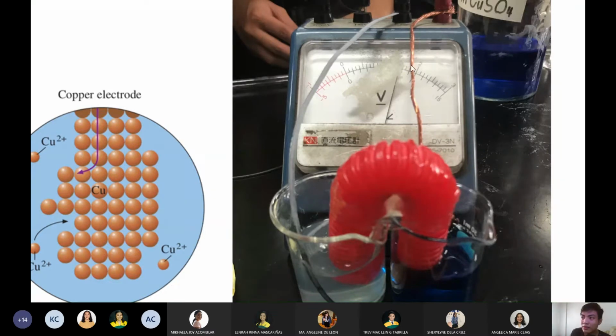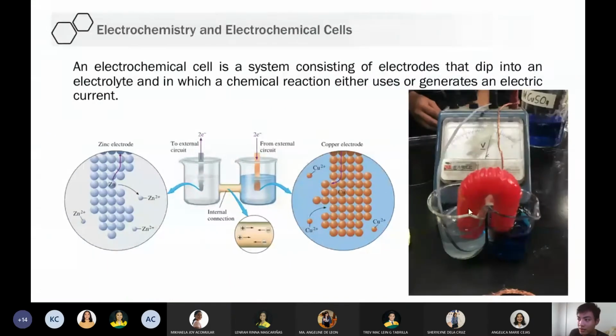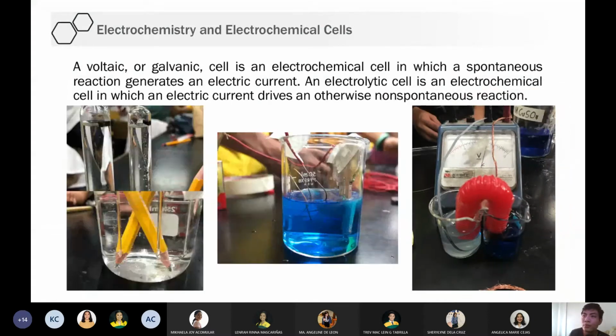Okay. But anyway, this is not a failure because, as you can see, we have a voltage reading. From 0, the dial is at 1.5 volts. So that means this is real, okay? It's true that we can create batteries out of chemicals in the laboratory. So this is how the electrochemical cell will look like now.